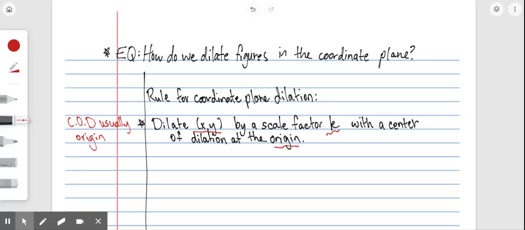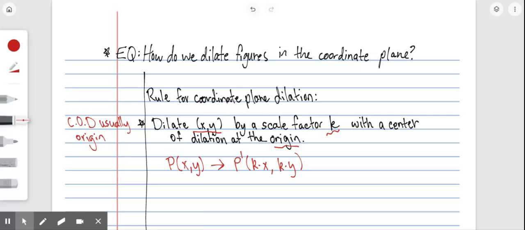So when you dilate, if you start with the point (x, y), your new point, P prime, is going to become (k times x, k times y). This k represents the scale factor. So whatever the scale factor is, you multiply both the x coordinate by it and the y coordinate by it.